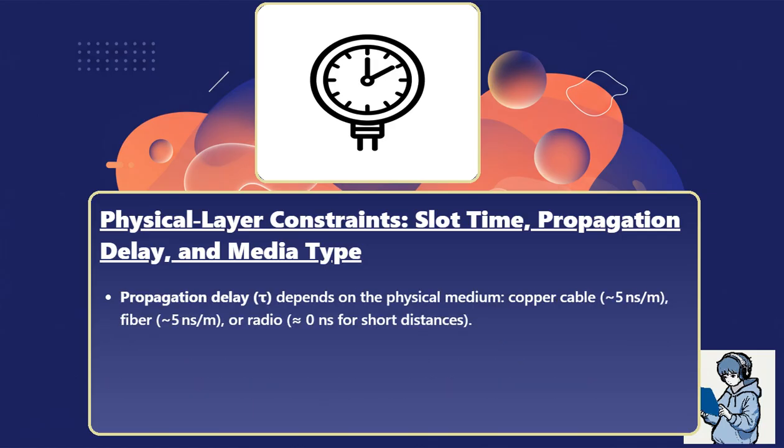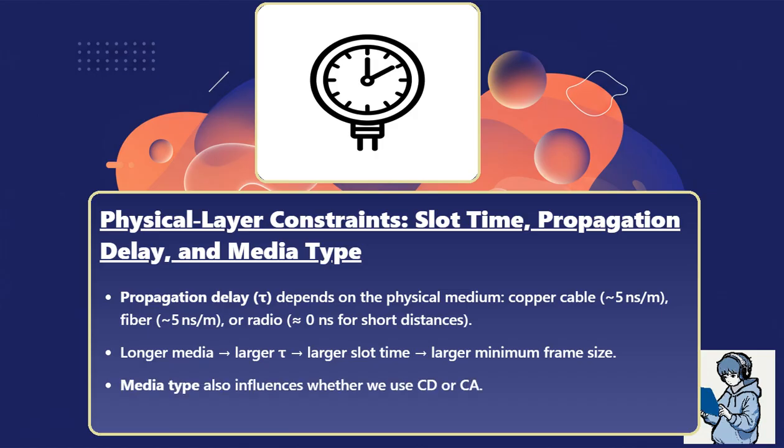Propagation delay tau depends on the physical medium. Copper cable is approximately 5 nanoseconds per meter, fiber approximately 5 nanoseconds per meter, and radio approximately 0 nanoseconds for short distances. Longer media leads to larger tau, which leads to larger slot time, which leads to larger minimum frame size.